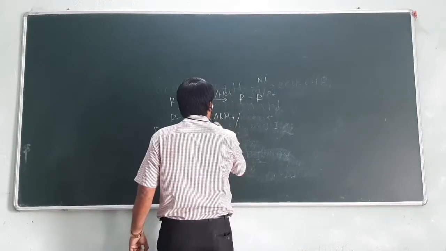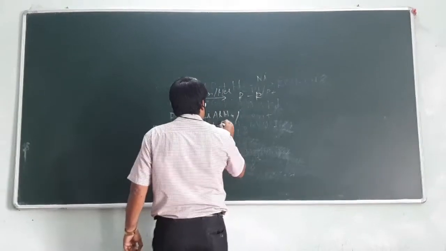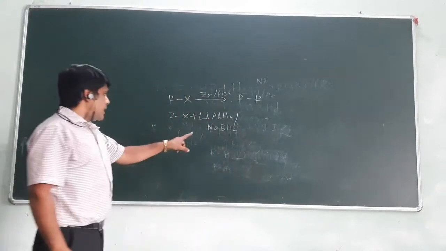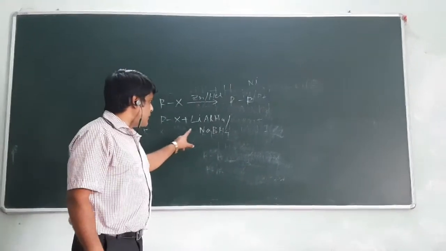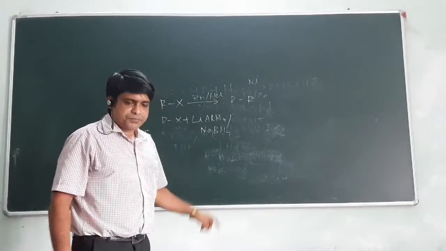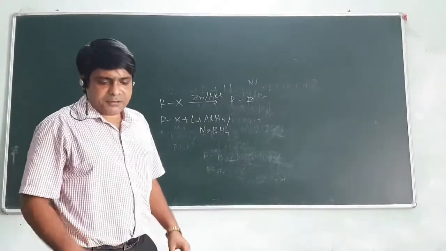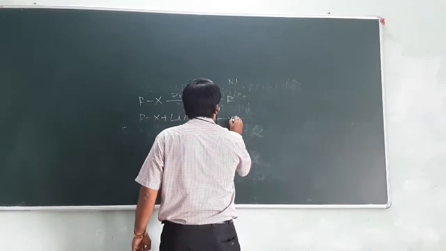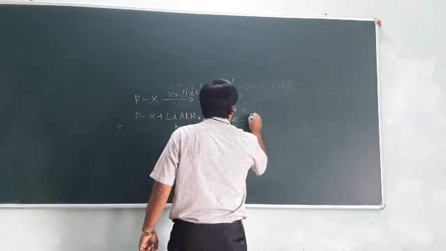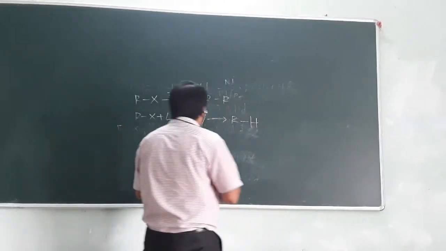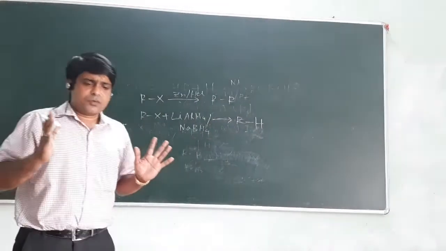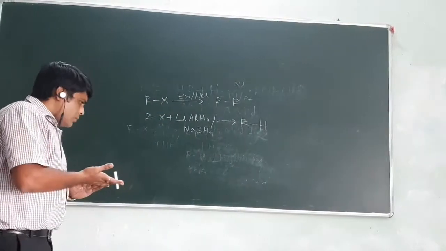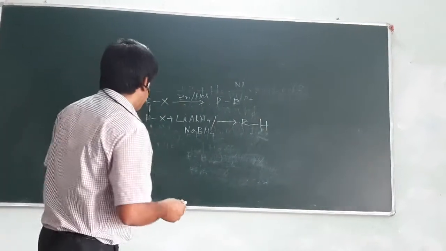You can choose any one of them, lithium aluminum hydride or sodium borohydride. By reaction with these materials, you can find the final alkene. This is the second reaction of the direct method. Now I am describing the last method.